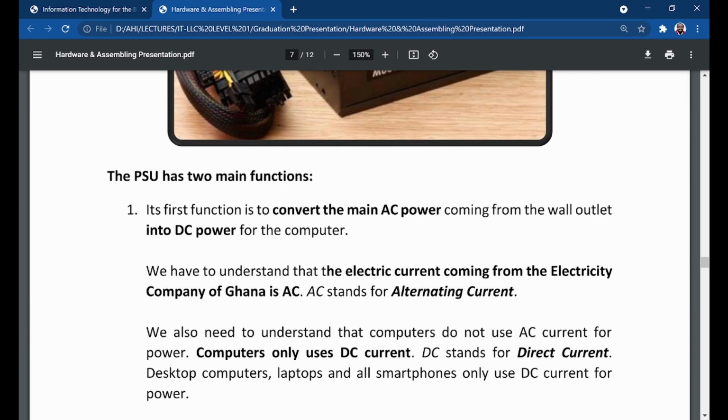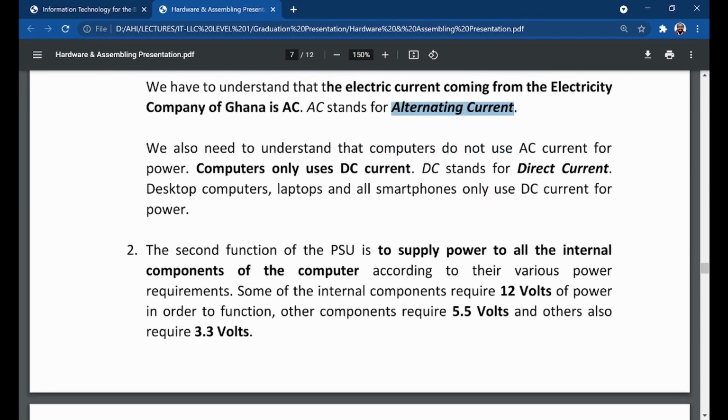Now, we have to understand that the electricity current from the electricity company of Ghana is AC. AC stands for what? Alternating current. We also need to understand that computers do not use AC current for power. Computers only use DC current. And DC stands for what? Direct current. Desktop computers, laptops, and all smartphones only use DC current for power.